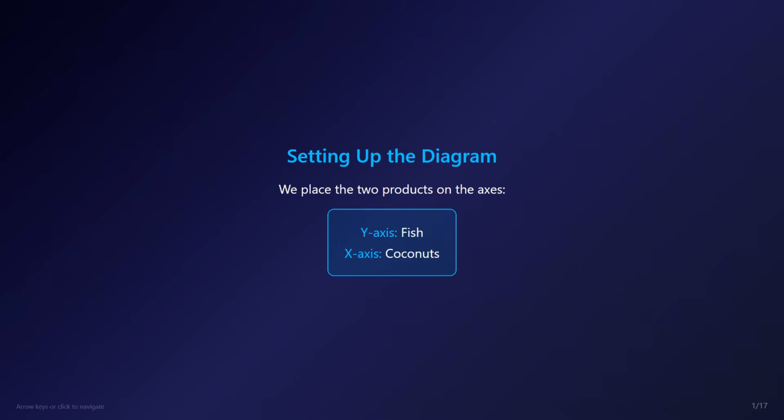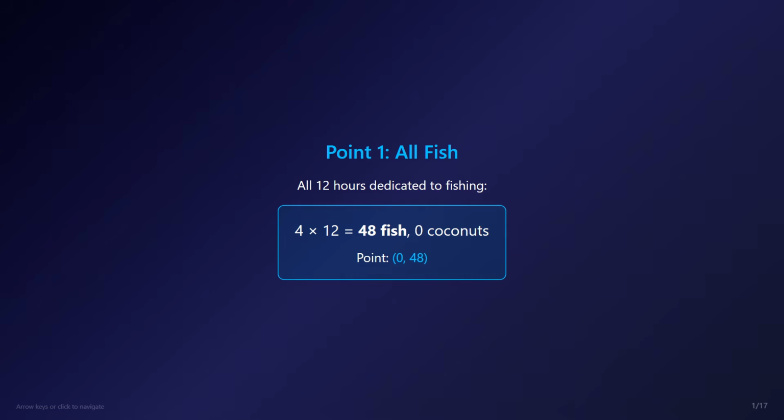Let's construct the diagram. On the y-axis, we'll put fish, and on the x-axis, coconuts. The first point, if Moshe allocates all 12 hours to fishing, he produces 4 times 12 equals 48 fish, and 0 coconuts. This is one point on the graph, the point (0, 48). The second point, if Moshe allocates all 12 hours to coconuts, he produces 2 times 12 equals 24 coconuts, and 0 fish. This is the point (24, 0).